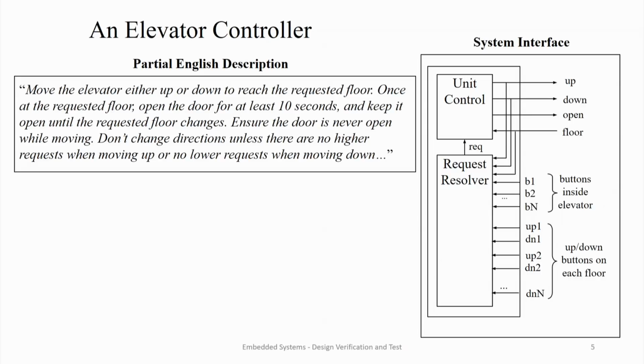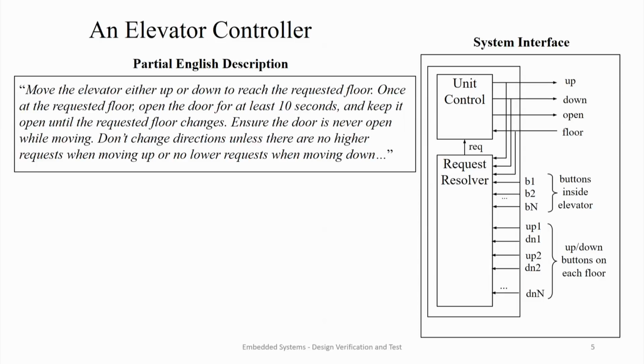So, move the elevator up or down. There will be a global request from somewhere, some request for reaching a certain floor, and then the elevator will move floor by floor, and at each time it will have knowledge of the current floor it is in, and it will move to the requested floor. Once it reaches the requested floor, it will open the door for at least 10 seconds and keep it open until we have a new request to go to another floor.